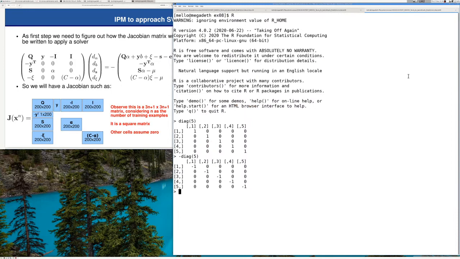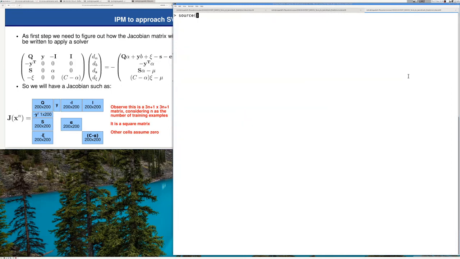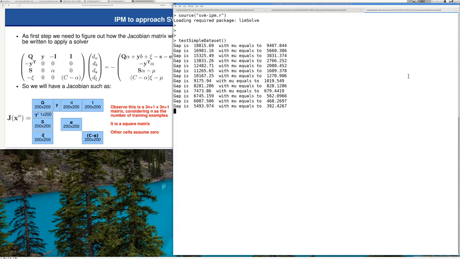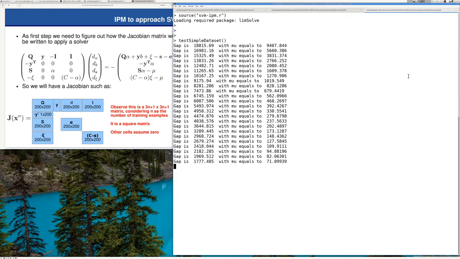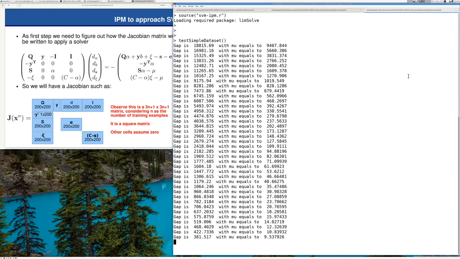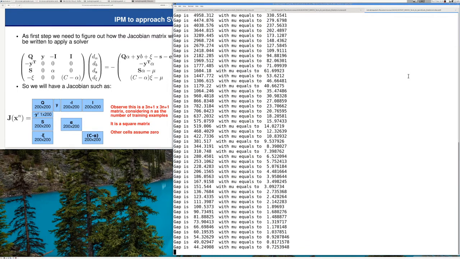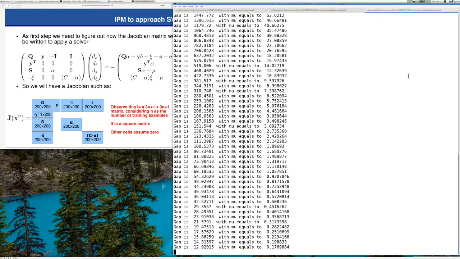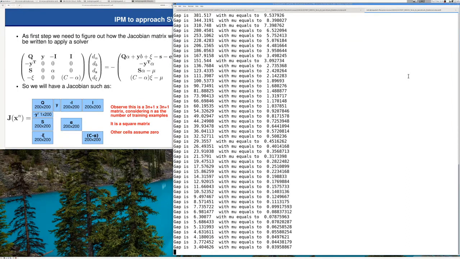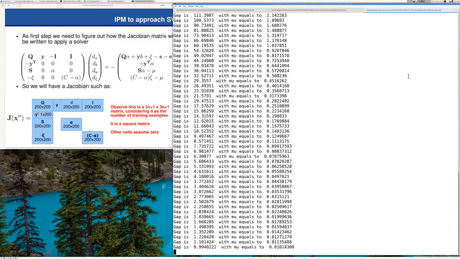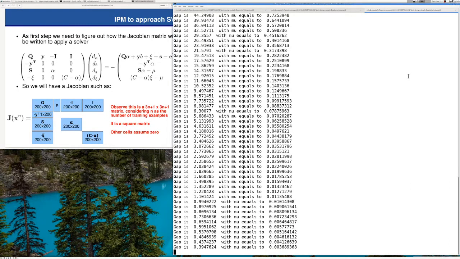Let's run it. So I'm going to load it. I think the name is SVM IPM. Yeah. Test linear. Oh no, it's not. Test simple. Sorry. Test simple data set. It's going to run, take a look at the gap. The gap is going to be reduced. And mu, I also decided to print out, so you guys can see what's happening with mu along the iterations. The gap has to be quite small, has to be smaller than 10 to minus 5, I believe.